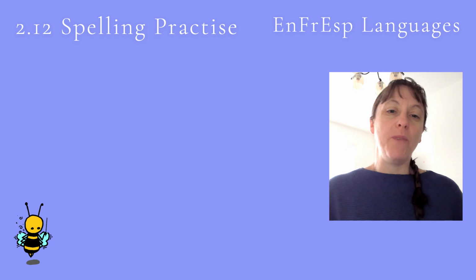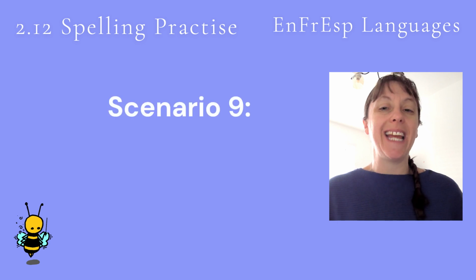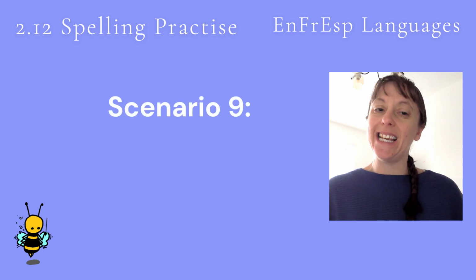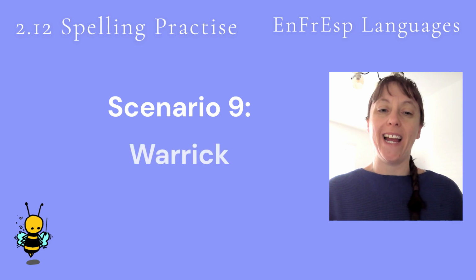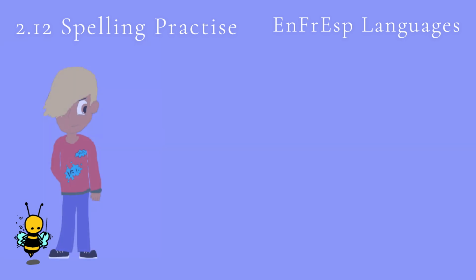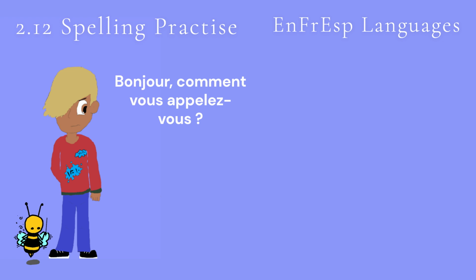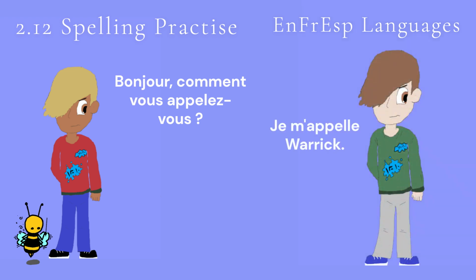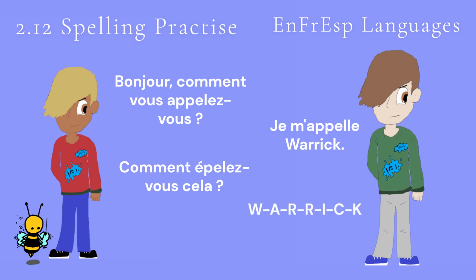And finally, we haven't practiced with a W and a K, so the last person in the scenario is Warwick, W-A-R-W-I-C-K. Bonjour, comment vous appelez-vous? Je m'appelle Warwick. Comment appelez-vous cela? W-A-R-W-I-C-K.